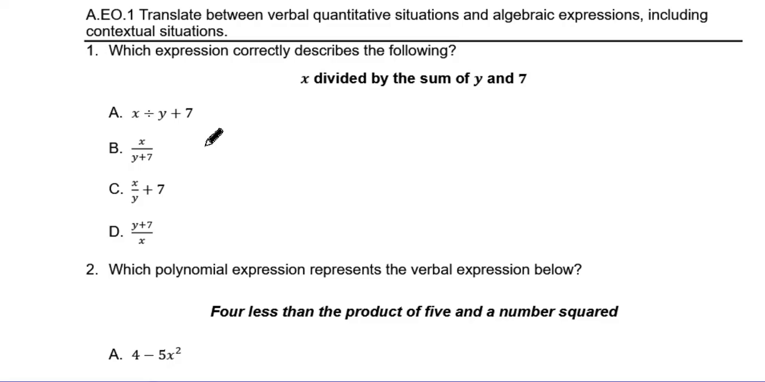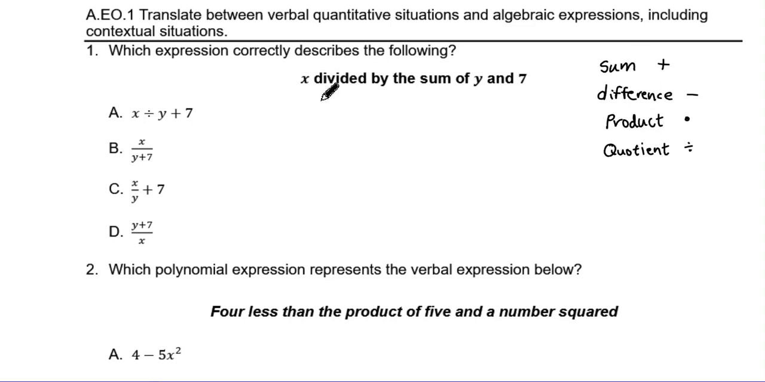We're going to look over how to translate between words and expressions. There are a lot of different words that mean all the math symbols, but here are the main ones. Sum is addition, difference is subtraction, product is multiplication, and quotient is division. Like I said, there are other words, but these are the main ones.